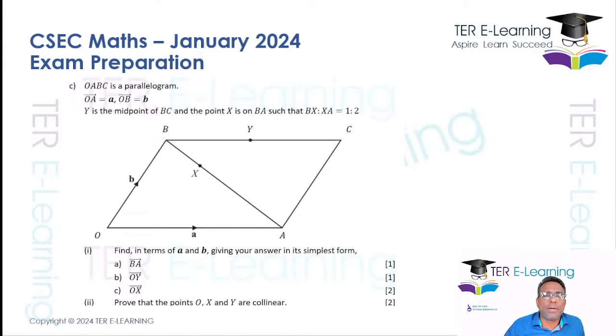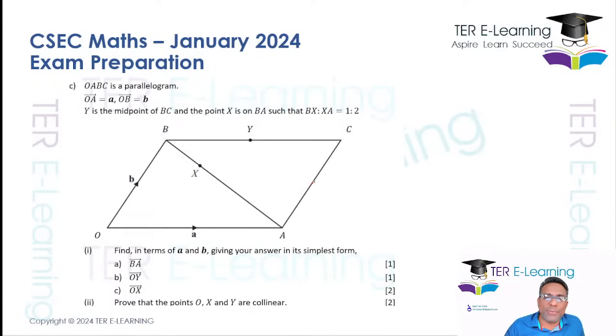Alright, so now we have our last question here, which is on vectors, and generally speaking, students hate this question. So some of you may not make it to the vectors question, but if you do, I need to show you how to handle a question like this. So we have a parallelogram, right? We have Y is the midpoint of BC, and X is on AB such that BX to XA is 1 to 2. All right, so it's a parallelogram.